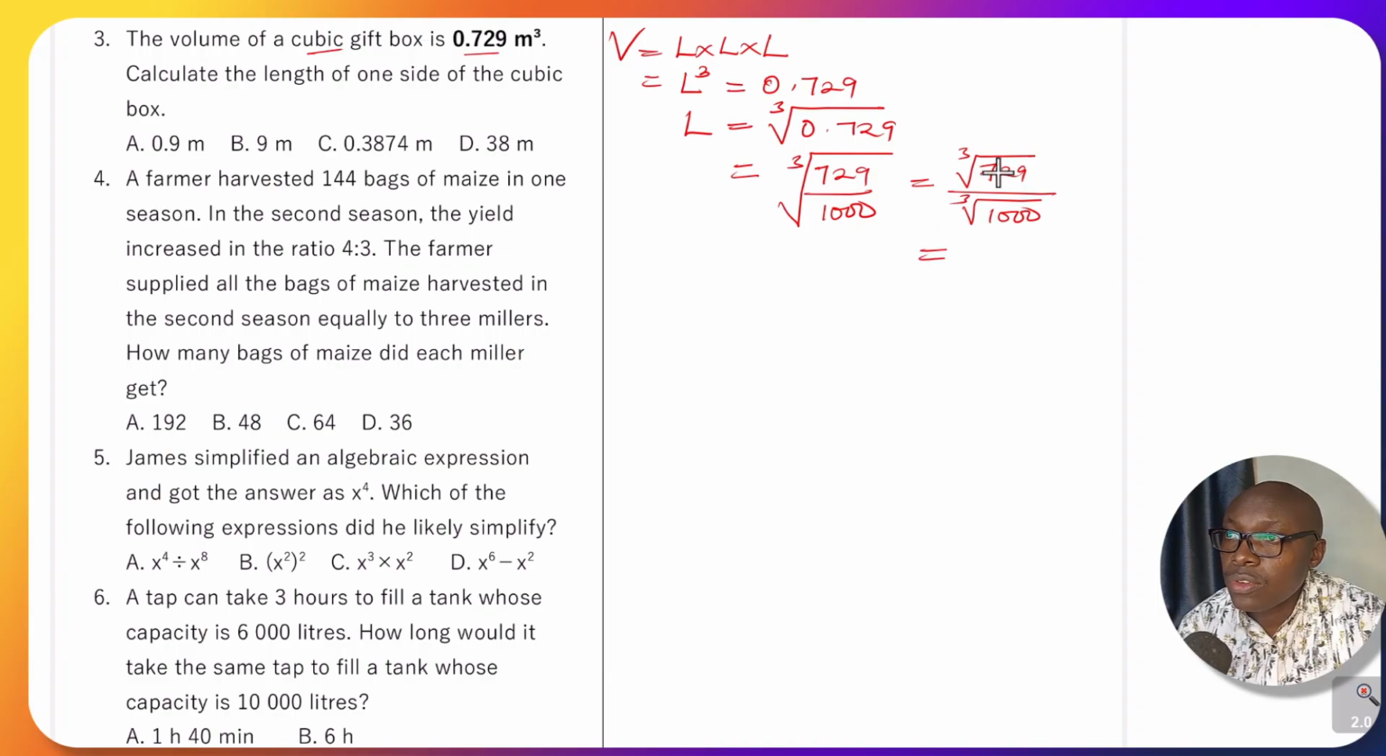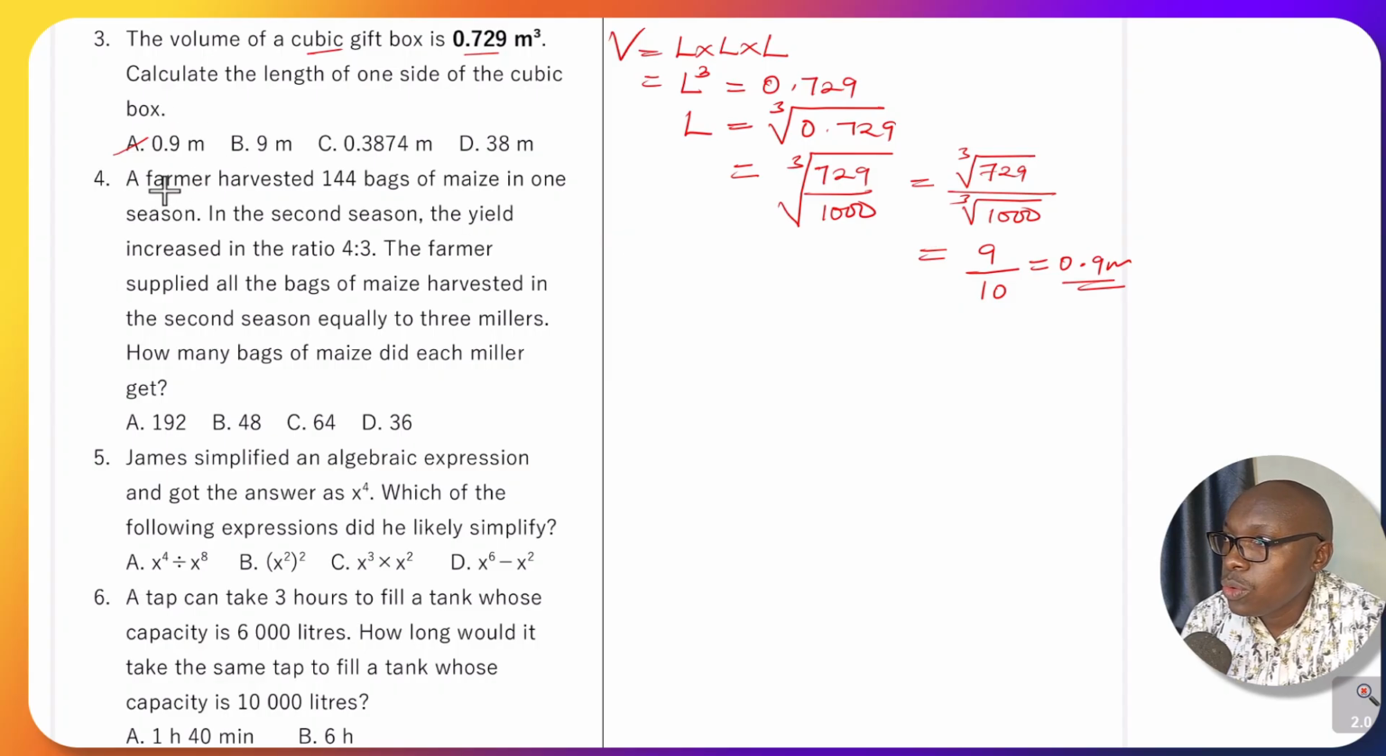So what is the cube root of 729? You can get this directly from the calculator. So the cube root of 729 is 9. Then the cube root of 1000 is 10. So therefore, the solution will be 9 divided by 10, which is 0.9. So 0.9 is the solution, and that is 0.9 meters.